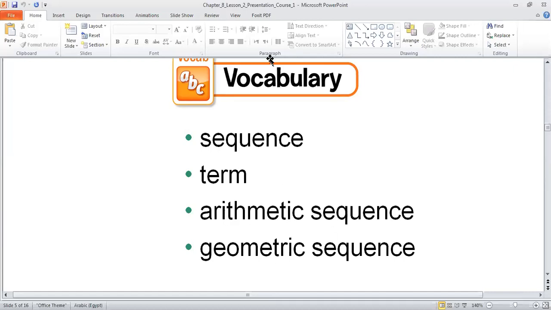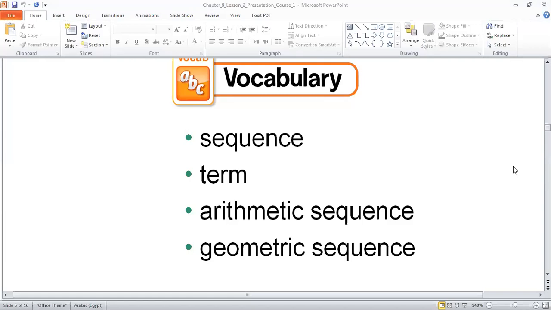Okay? I need someone to read them again. Khalid Khalifa, okay, go Khalid. Read the new vocabulary. Sequence, term, arithmetic sequence, geometric sequence. Again, read them again, Khalid. Sequence, term, arithmetic sequence, geometric sequence.